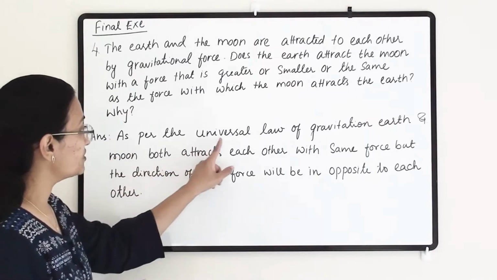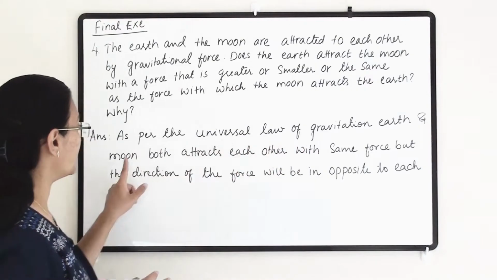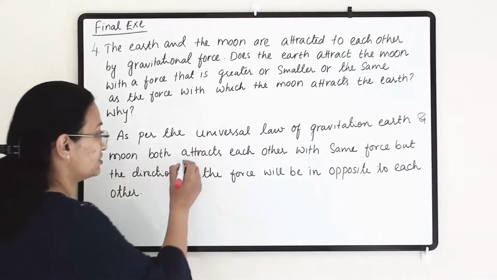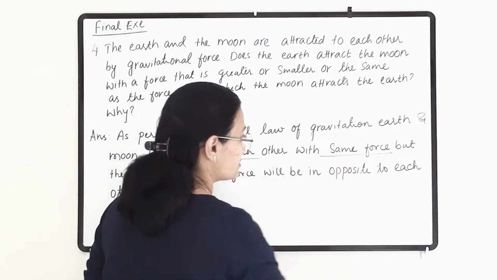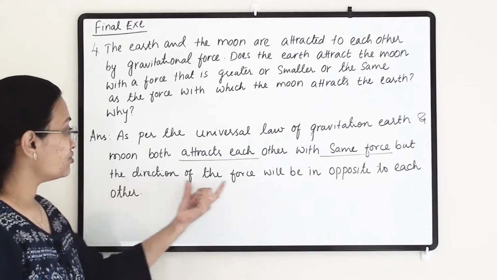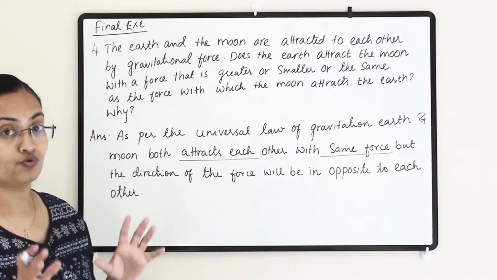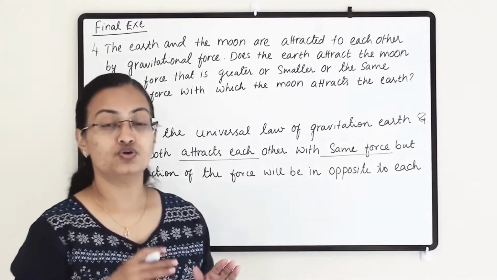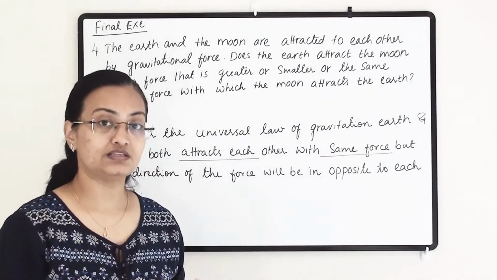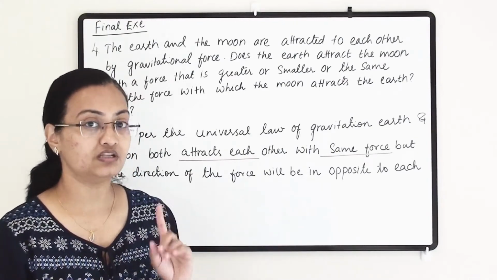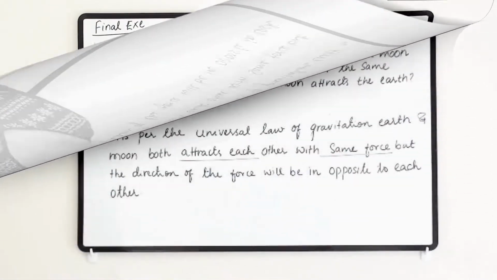As per the universal law of gravitation, the earth and moon both attract each other with the same force, but the direction of the force will be opposite to each other. So the force is the same. It is not greater or lesser than each other. It will be the same, but the direction will be opposite.